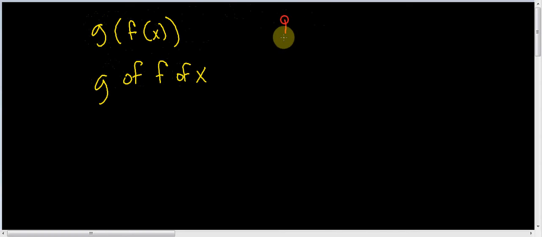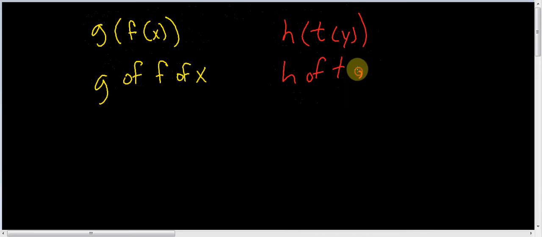You don't have to use g and f though. You could use other letters. You could use a function named h and, I don't know, t, and put a y in there if you wanted to. And the way you'd read this is h of t of y. Okay, so that's what you can expect to see as we're doing these problems here. Alright, so let's take a look at our first problem. For this first problem, we are going to have two functions.